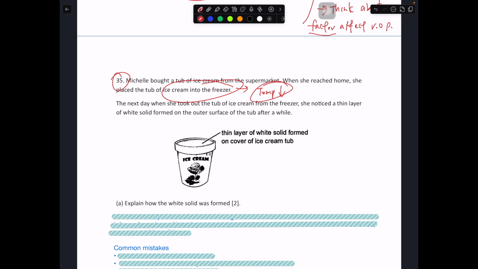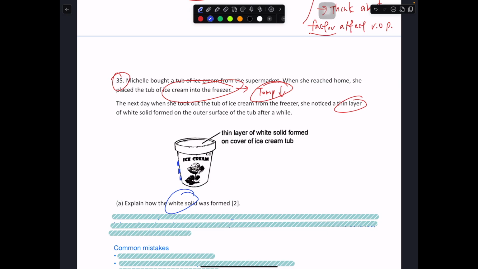The next day she took out the tub of ice cream from the freezer. She noticed a thin layer of white solid formed on the outer surface here. Okay, let me use blue color over here. So then they ask you to explain how the white solid is formed.